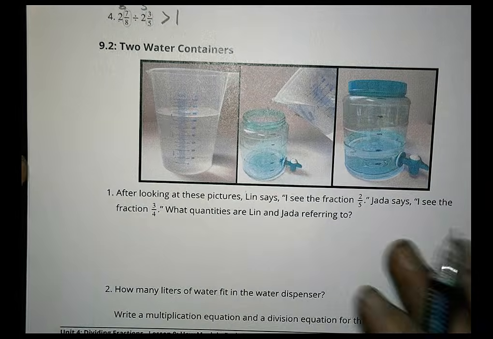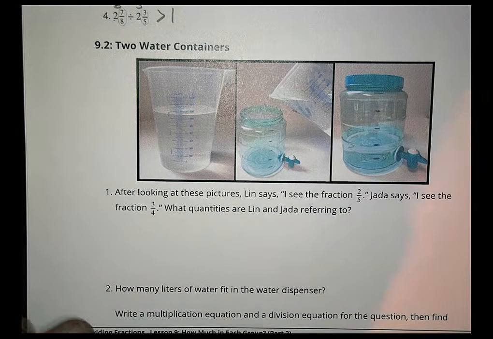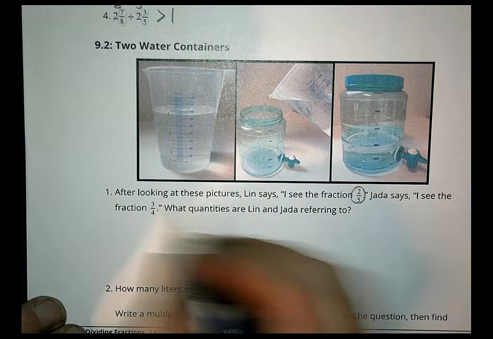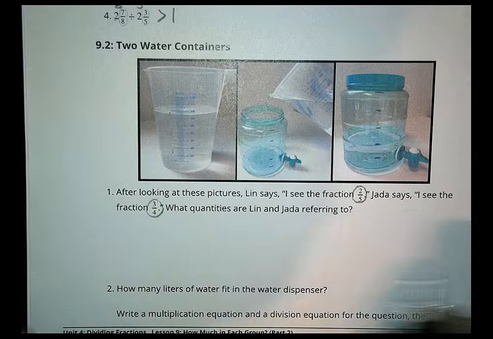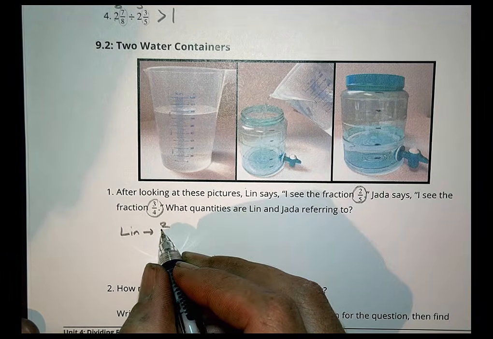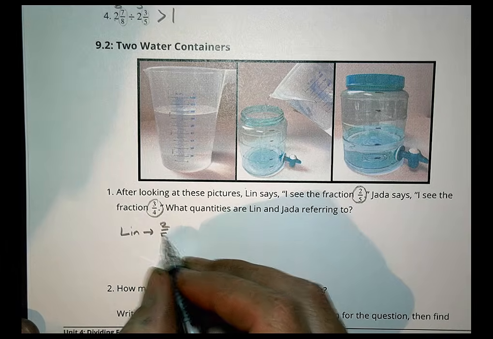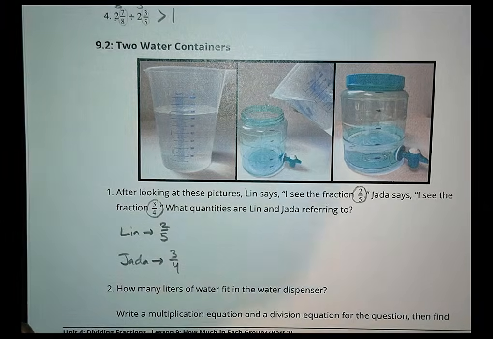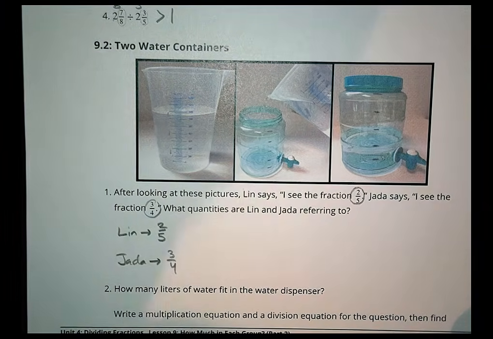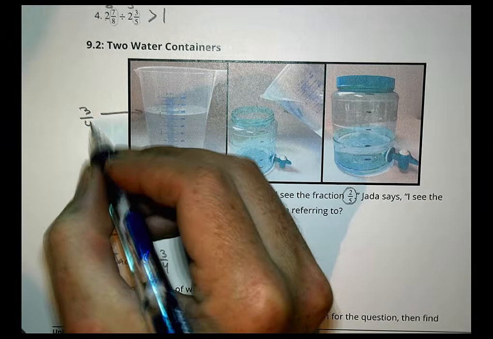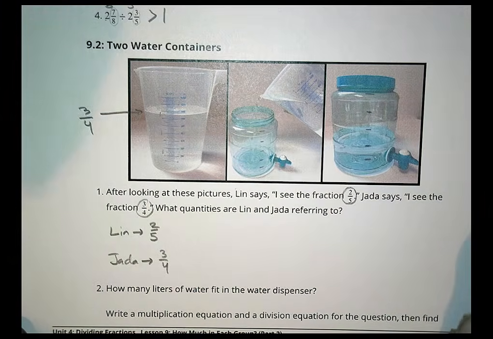Activity 2 says 2 water containers. After looking at these pictures, Lynn says, I see the fraction 2/5. Jada says, I see the fraction 3/4. What quantities are Lynn and Jada referring to? So Lynn is seeing 2/5, and Jada sees 3/4. What are they referring to in each situation? Okay, so on my picture here, I know it's a little hard to tell, but right there, this is approximately 3/4 of that container filled, or a measuring cup.